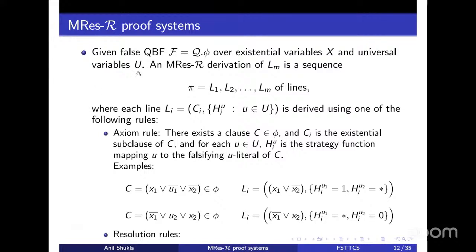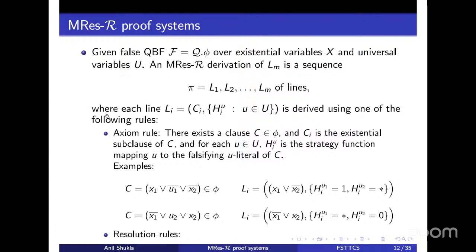So suppose I have a false QBF, and I want to derive a line Lm. The derivation looks like L1, L2, up to Lm, where each Li consists of a clause Ci, and for every universal variable u there is a strategy that I have to define. For each Li we define, only two rules are allowed. One is the axiom rule.